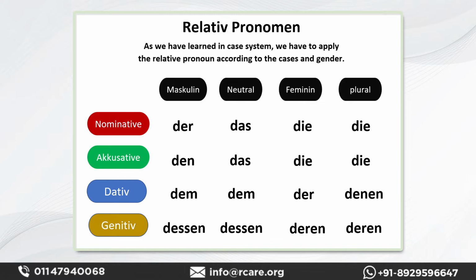The table is almost the same, actually completely similar to the one we used in the case system. In masculine nominative case, it is der. In accusative case, it is den, then dative dem, and in genitive case it's converted into dessen. So the only changes that occur in the table are with the genitive case. Otherwise nominative, accusative and dative are almost all similar. Only the plural dative changes, where we had den plus an extra n, now it's denen in relative pronomen. And in genitive it goes dessen in masculine and neuter, and with feminine and plural we use deren. Apart from these words, the complete table is the same.